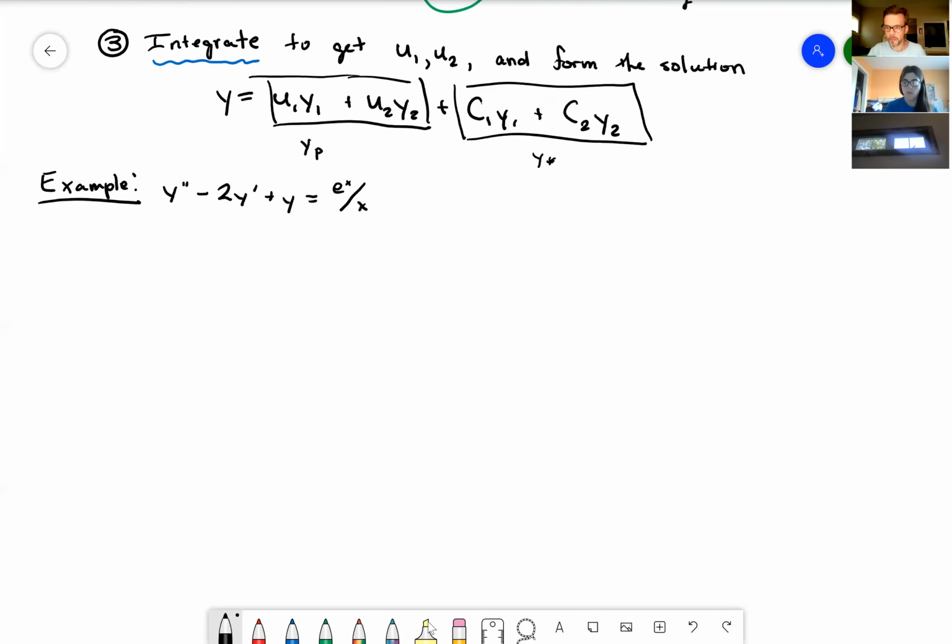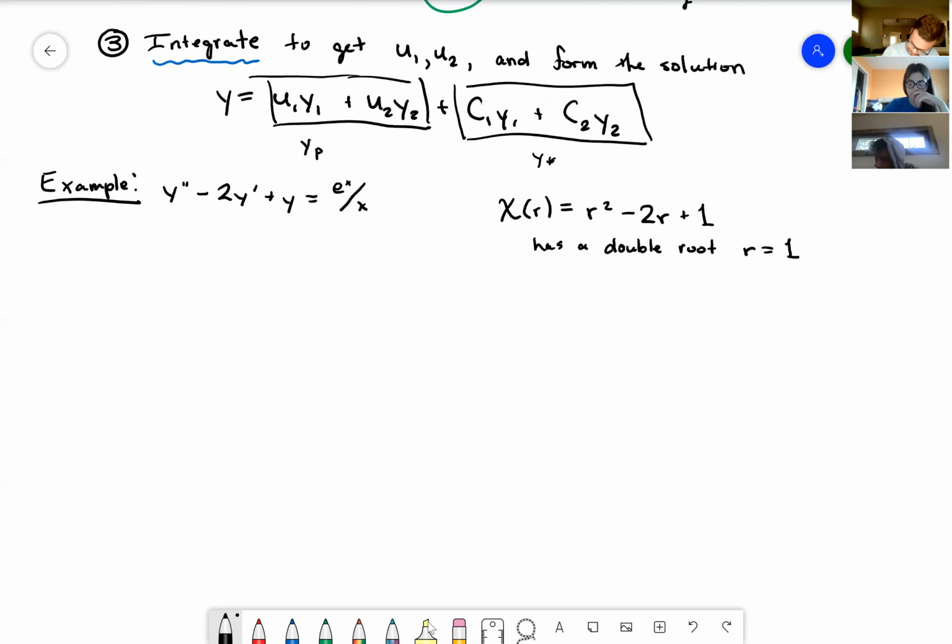Okay, you ready for me? All right. So let's see what I came up with. All right, so first of all, I want to get a fundamental set of solutions. So a pair wasn't provided to us in this case, but it's no problem because we have constant coefficients here, and so our characteristic polynomial is r squared minus 2r plus 1. And so this has a double root, r equals 1.